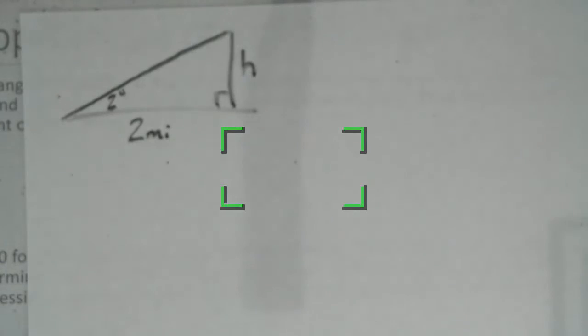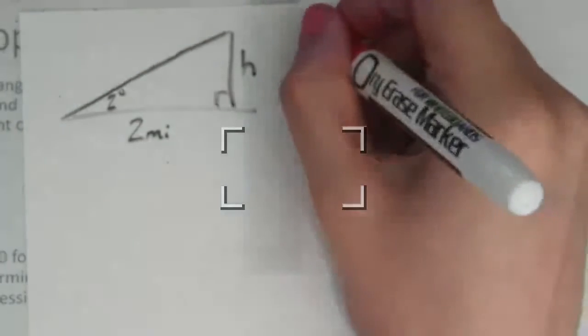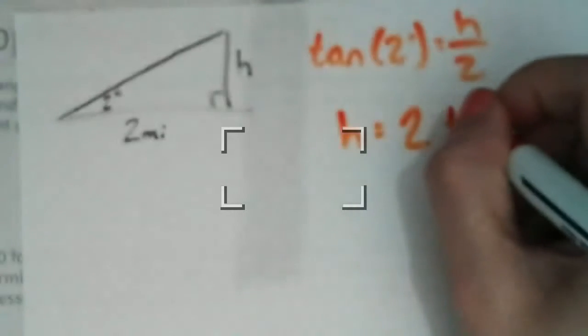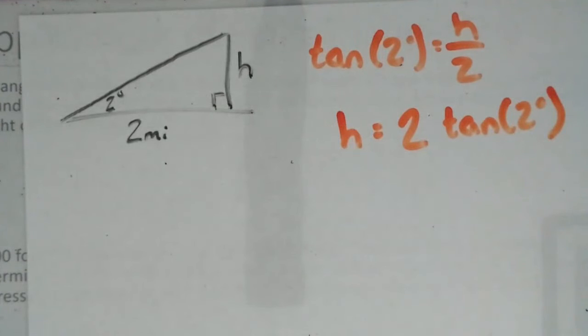So we have our angle of 2 degrees. We're going to assume that the building is at a right angle to the ground because that's usually pretty acceptable. So if I know the angle, I'm trying to find the opposite and I know the adjacent. I think tangent's going to be best suited for this. So the tangent of 2 degrees is equal to my opposite side h over my adjacent side 2. Well, I'm trying to find h, so let me solve for h by multiplying both sides by 2, and I get that h is equal to 2 times the tangent of 2 degrees.